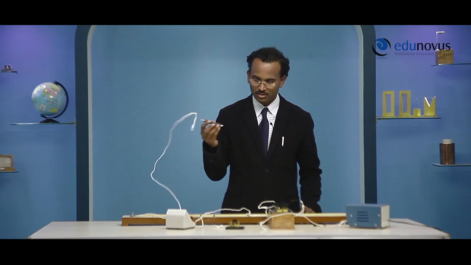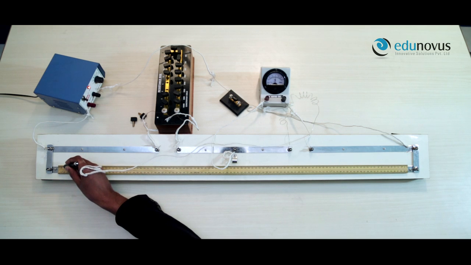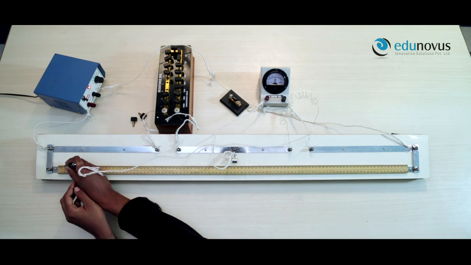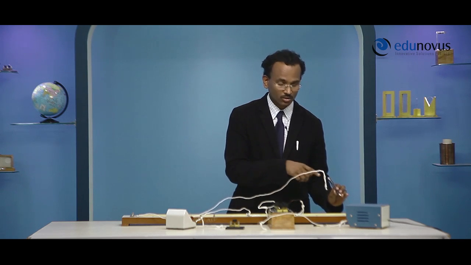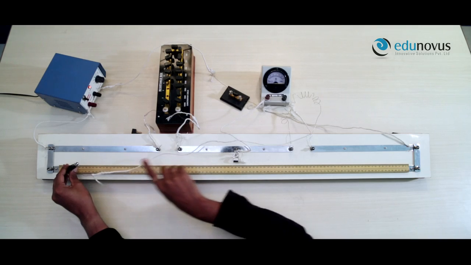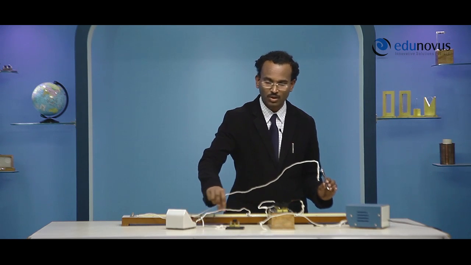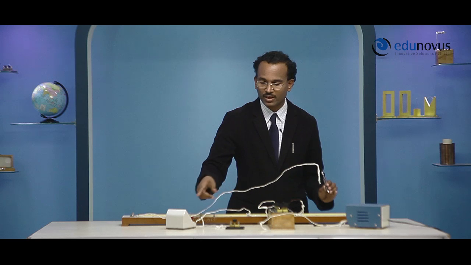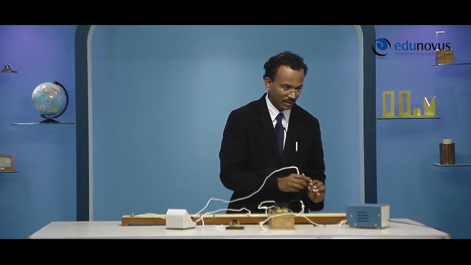Now if I take this jockey and place it at this end, which is at a very high potential close to 2 volts, we know that current will always flow from higher potential to lower potential. So current will now flow from here through the jockey to the negative terminal of the galvanometer, and come out of the positive terminal of the galvanometer. That means we expect the galvanometer needle to deflect towards left. So let's check whether it happens.